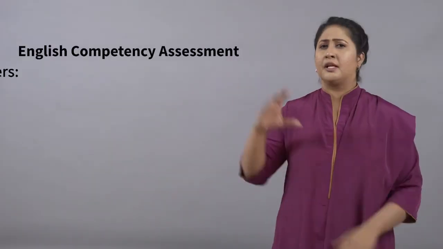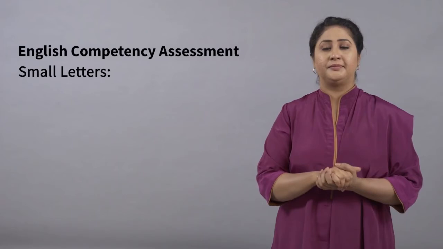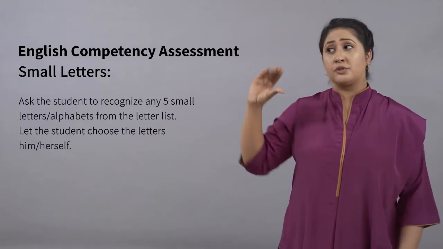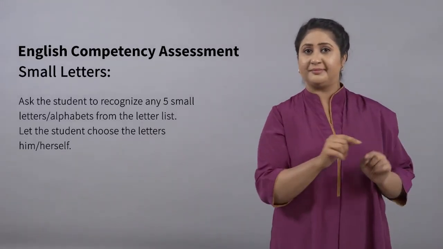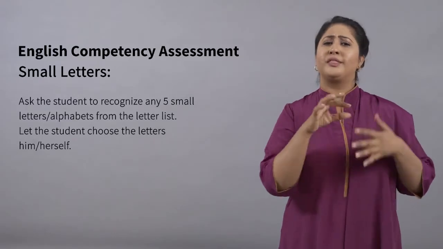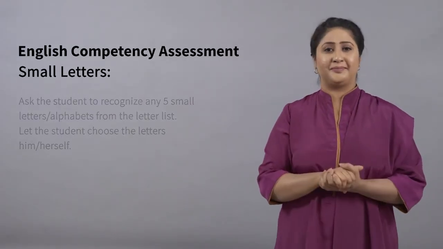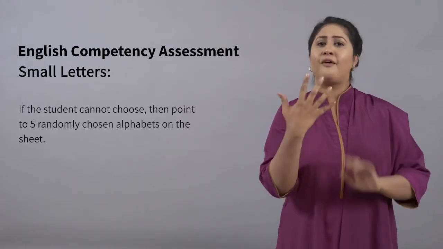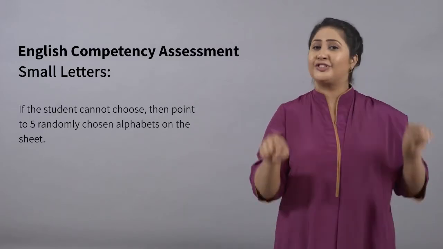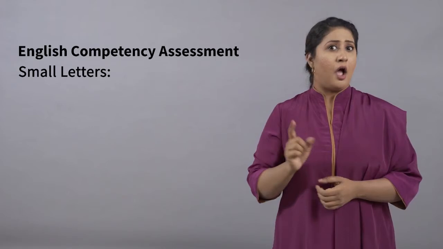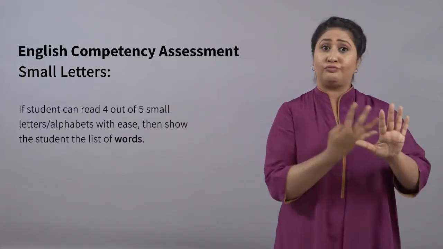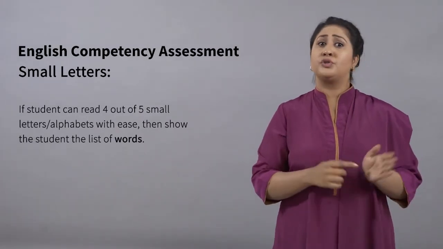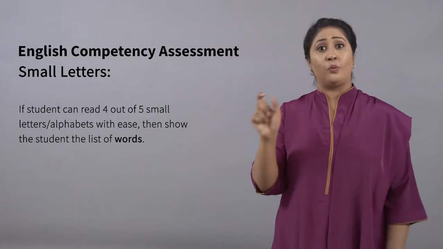English competency assessment, small letters. Ask the student to recognize any 5 small letters / alphabets from the letter list. Let the student choose the letters him / herself. If the student cannot choose, then point to 5 randomly chosen alphabets on the sheet. If the student can read 4 out of 5 small letters / alphabets with ease, then show the student the list of words.